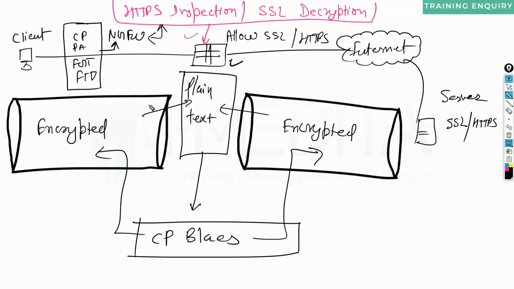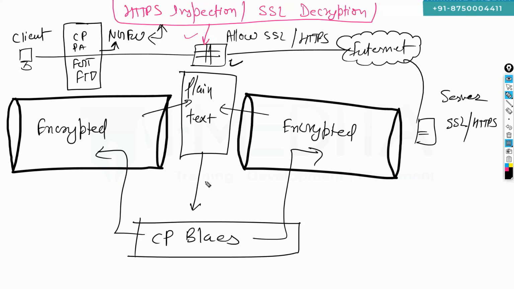Sorry to interrupt. So basically, this will read the packet. That's all. Not modify anything. In between, it is like plain text. So it will read the packet, what is there in the content, and if it is some virus or something, it will drop the packet. That's all. Not modifying anything.